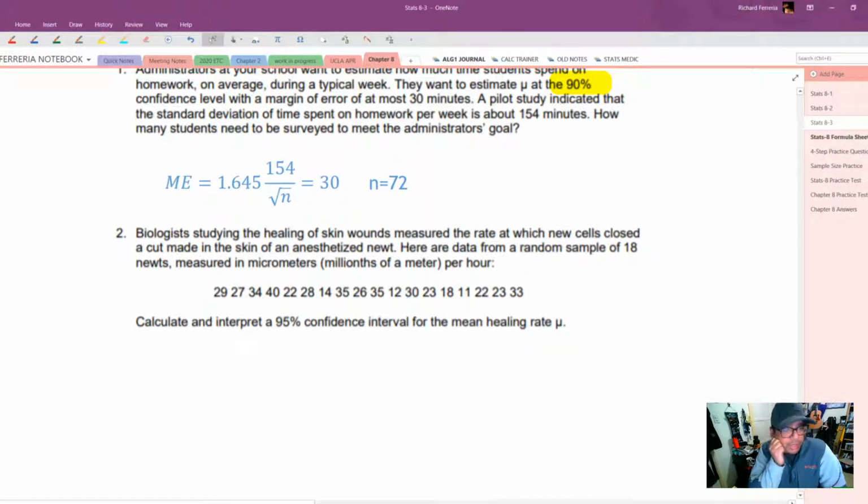Biologists studying the healing of skin wounds measured the rate at which new cells closed a cut made on the skin by an anesthetized newt. Here's the data from a random sample of 18 newts measured in micrometers per hour. Calculate and interpret a 95% confidence interval for the mean heal rate of mu. This sounds like the 4-step plan, and it is a 4-step plan.